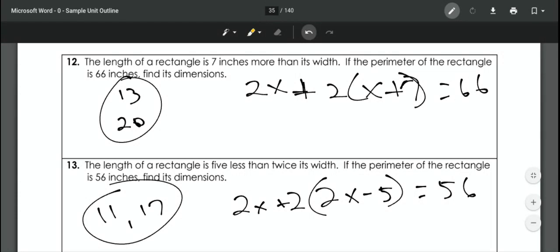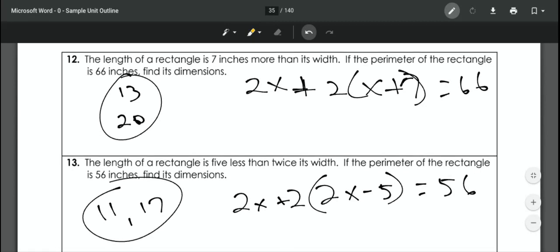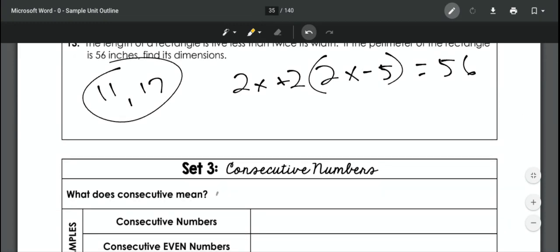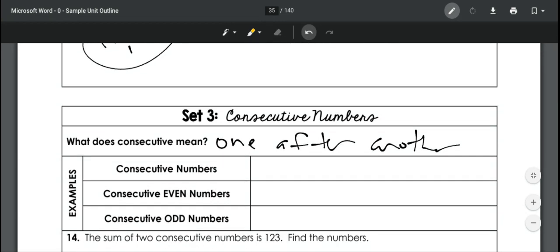Okay, and the last type of word problems is called consecutive numbers. And consecutive means like one after another. So consecutive numbers would be like 5, 6, 7, 1, 2, 3. Okay, anytime they're just one after another. So like 3, 4, 5. Consecutive even numbers then would be like 8, 10, 12. Okay, that would be an example. Obviously, there's lots of options. Consecutive odd, 1, 3, 5.